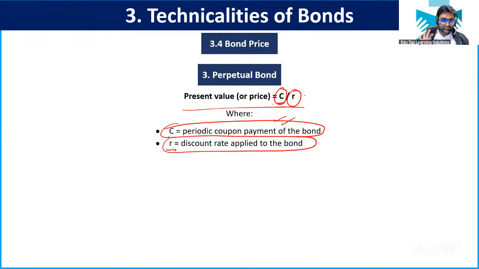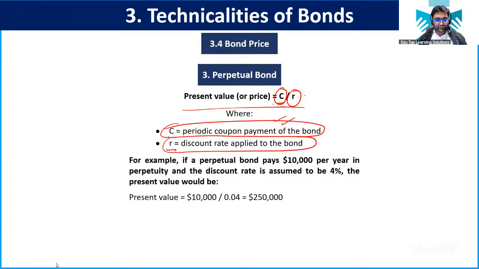You just have to do this, and then you will get the present value, or the price, of the perpetual bond, C by R directly. If we see an example, let's say there is a bond that pays 10,000 per year as coupon, and the discount rate is 4%. In that case, what will you do? 10,000 by 0.04, and that will be the present value. A perpetual bond is something like this, a very easy calculation.